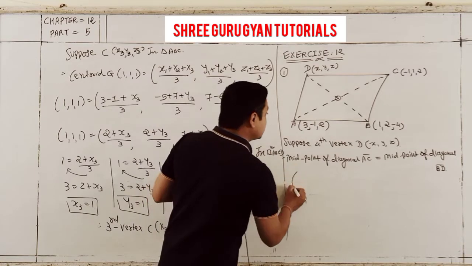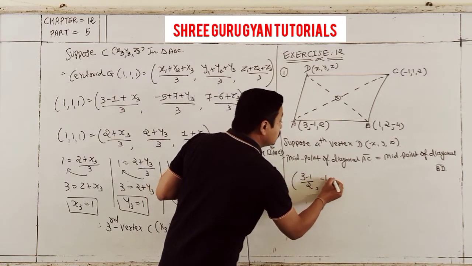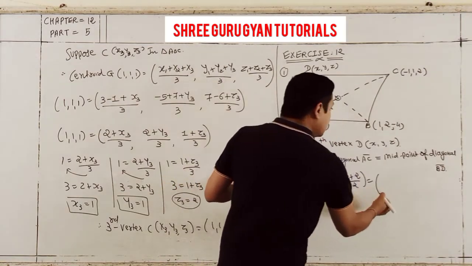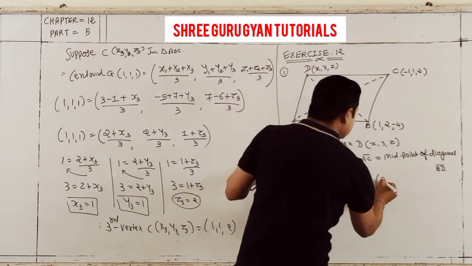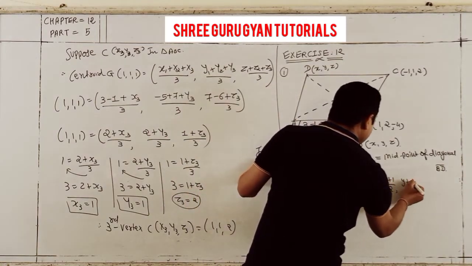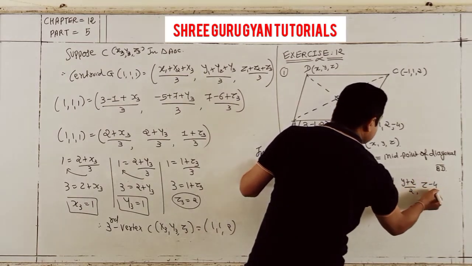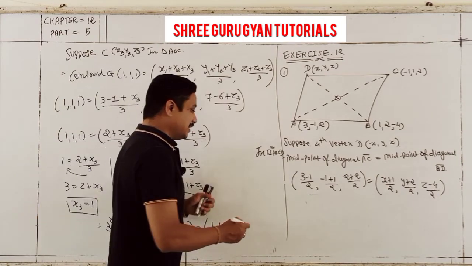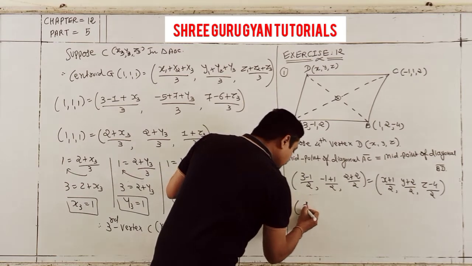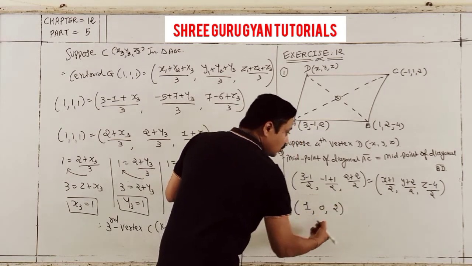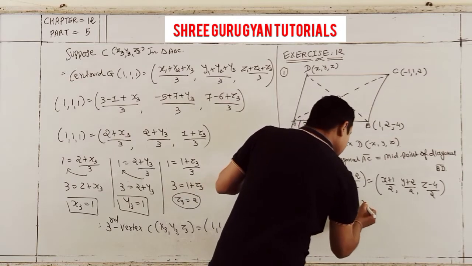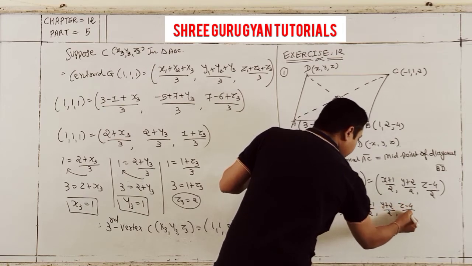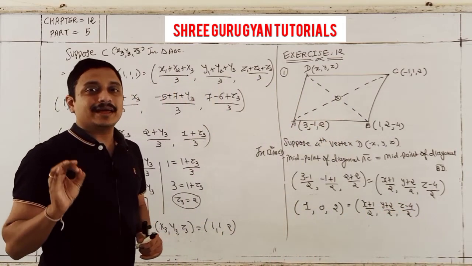So the midpoint of A to C is (3 - 1)/2, (-1 + 1)/2, and (2 + 2)/2. Same for B to D: I have (x + 1)/2, (y + 2)/2, and (z - 4)/2. So you can easily compare the values. Here (3 - 1)/2 is 1, here 0, and here (2 + 2)/2 is 2. And this side is (x + 1)/2, (y + 2)/2, and (z - 4)/2. Now you just compare the values.